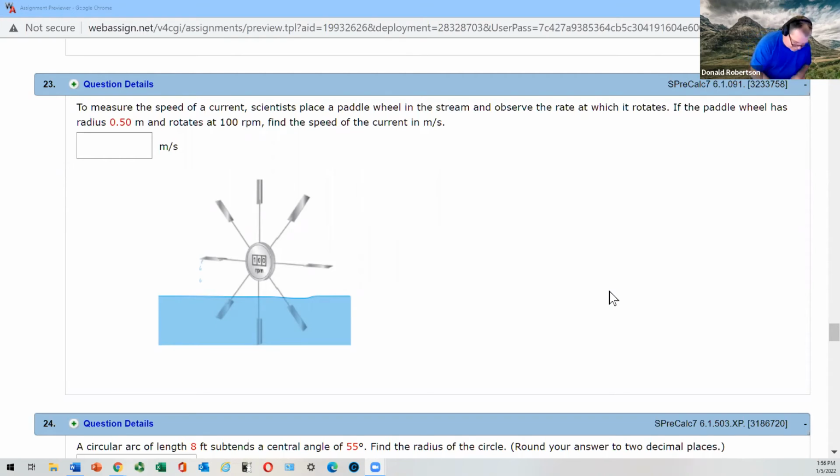The radius is 0.5 meters. So I'm writing that down. Yay, metric. It rotates at 100 revolutions per minute, RPMs. And we're being asked to find the speed in meters per second. Okay, that's the gist of what we need to know. Let's see if we can figure out the solution.